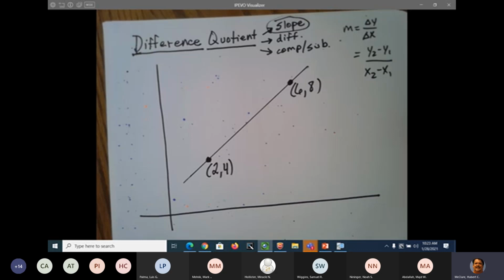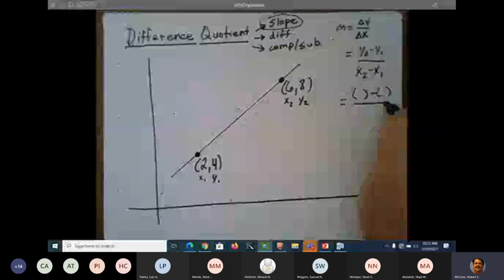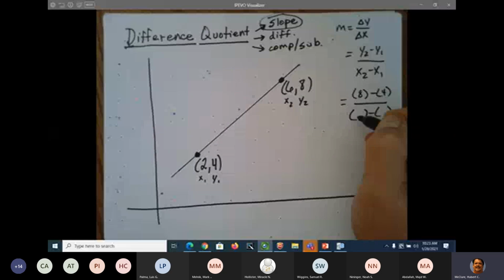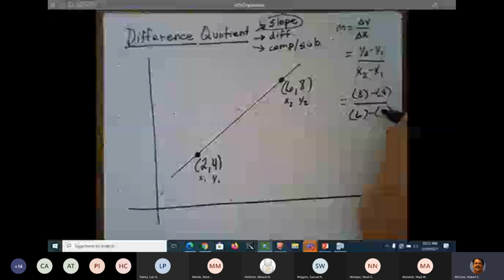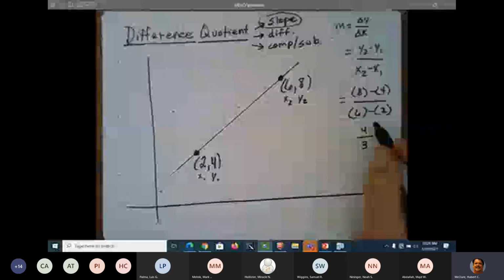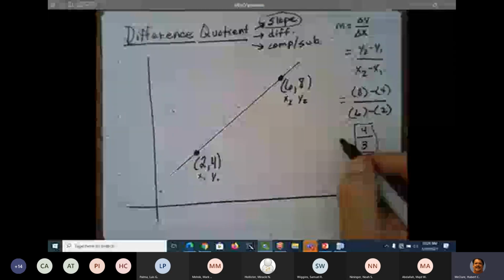So this is x sub 1, y sub 1. This is x sub 2, y sub 2. So parentheses minus parentheses over parentheses minus parentheses. That would be 8 minus 4 over 6 minus 2. 8 minus 4 is 4. 6 minus 2 is 3. So 4/3 is your slope. Y'all check my math, make sure I didn't mess up. Okay? So that's how you get the slope.